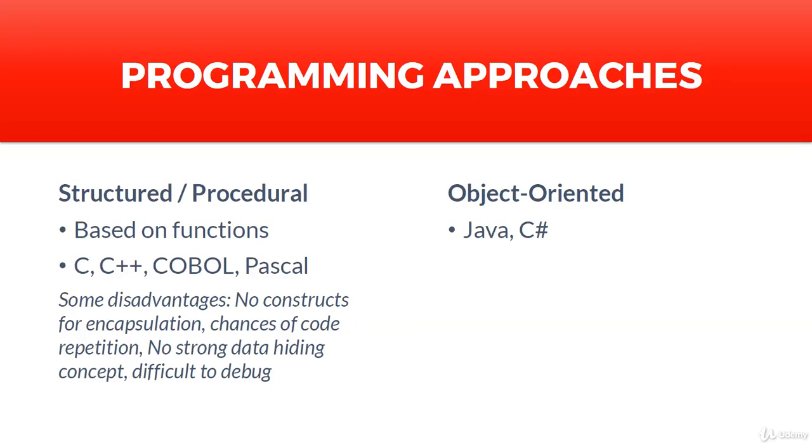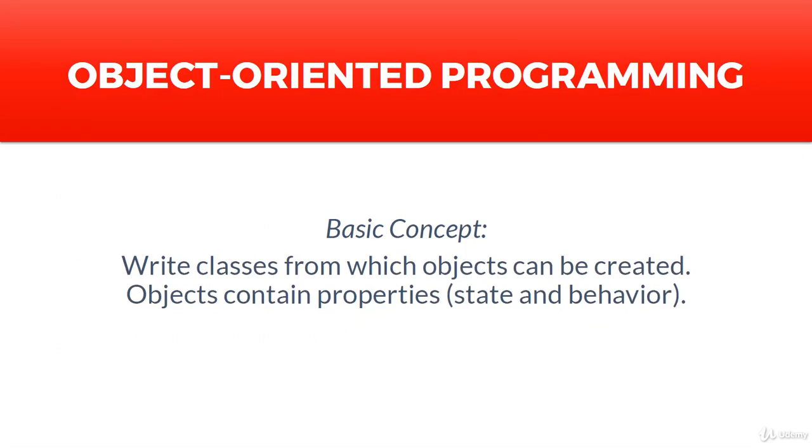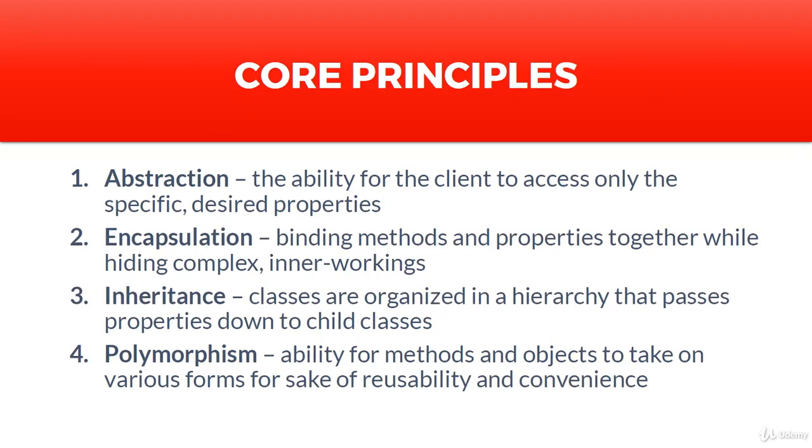Things progress even further when we talk about object-oriented programming, and these are heavier concepts. Java and C# are more object-oriented programming. What do we mean by object-oriented programming? The basic concept is you write classes from which objects can be created. Those objects have properties, state, and behavior. And with this idea, we have four core principles, or people call these the four pillars of object-oriented programming.